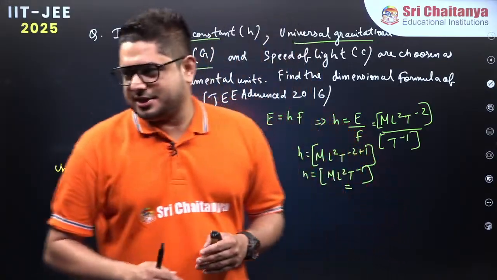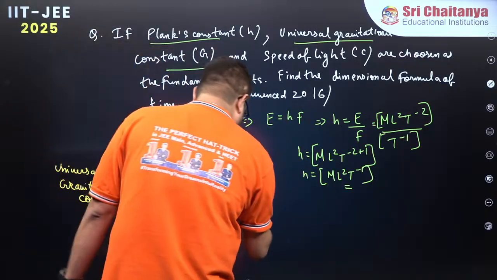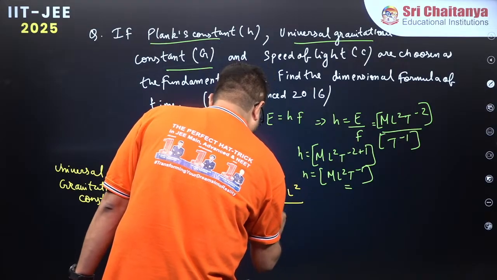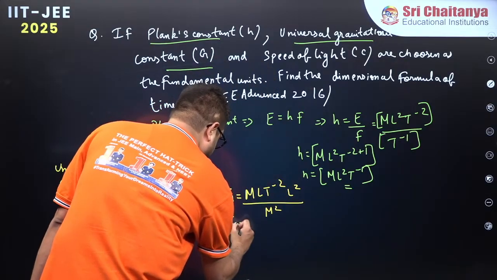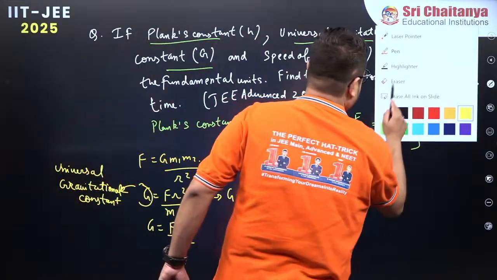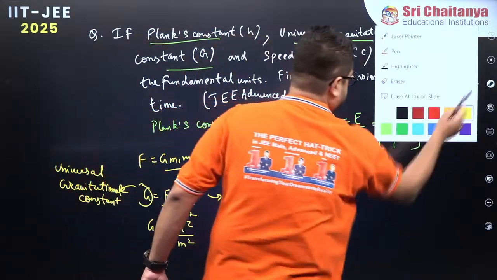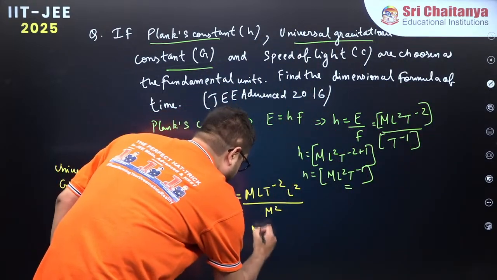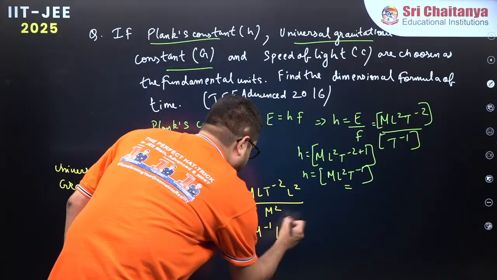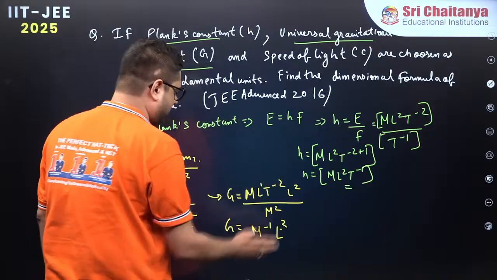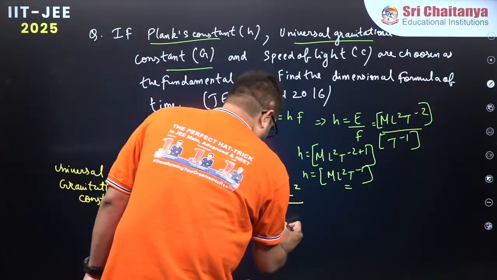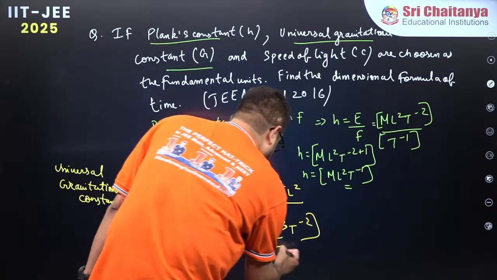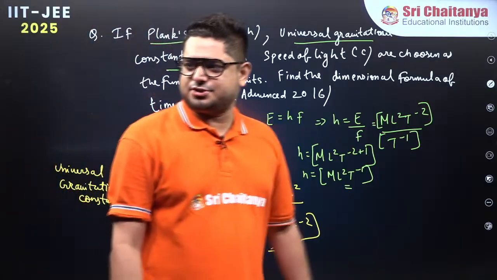So what is the value of G going to be? G is going to be written as M L T^-2 times L square, divided by m square. So the dimensional formula of G is equivalent to M to the power minus 1, L cube, because L square into L1 gives L cube, and T to the power minus 2. So this will be the dimensional formula of G, the universal gravitational constant.